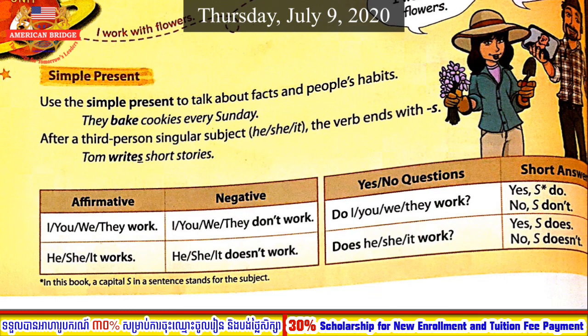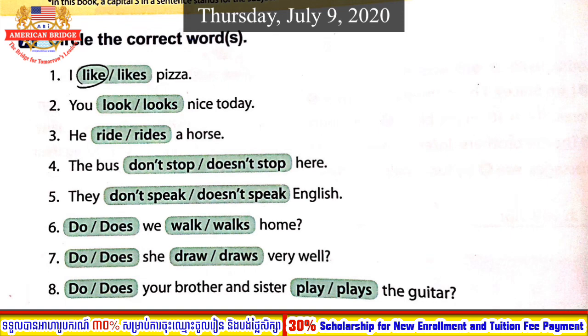And for the negative form, we have to use don't or doesn't. We use don't with I, you, we, they. We use doesn't with he, she, it. And yes, no questions, we have to start with do or does. Do you want to go to watch a movie with me? Yes, I do or no, I don't. And does she want to copy my lesson? Yes, she does or no, she doesn't. So now let's go to the two exercises on page 30, exercise A and exercise B.